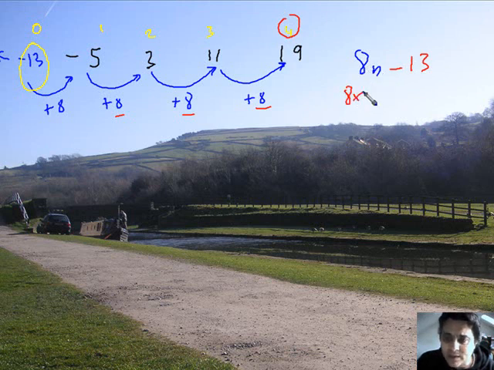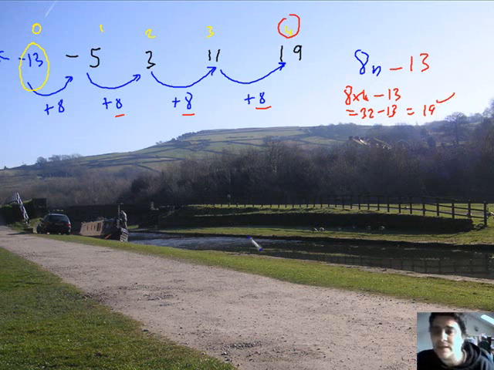4 8s, so 8 times 4, take away 13. What have we got? So we've got 32 take away 13, does in fact leave us with 19. Okay, just check it. 32 take away 13 is 19, so the rule absolutely works.